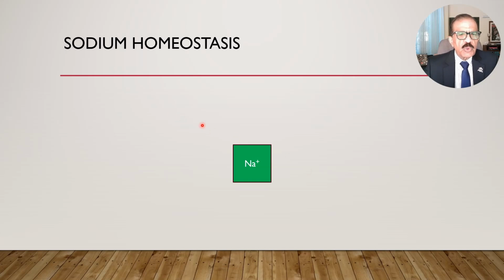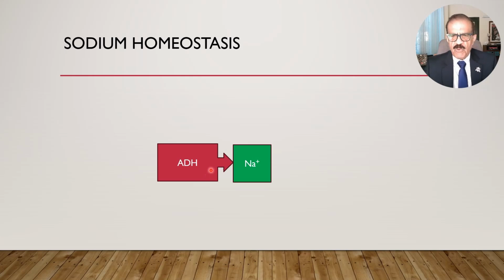How is sodium regulated? Sodium homeostasis. There are multiple mechanisms to control our serum sodium. First of all, antidiuretic hormone. As you can judge from the name, antidiuretic hormone is the hormone which would prevent diuresis, which would prevent too much diuresis.